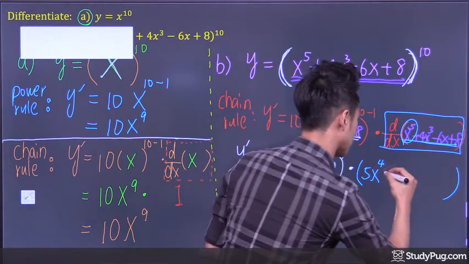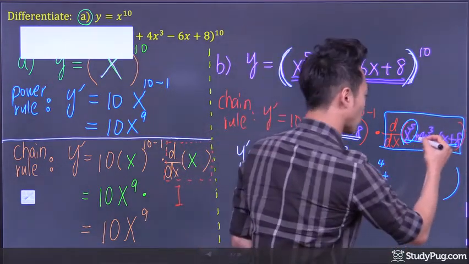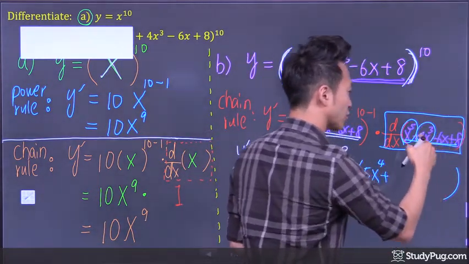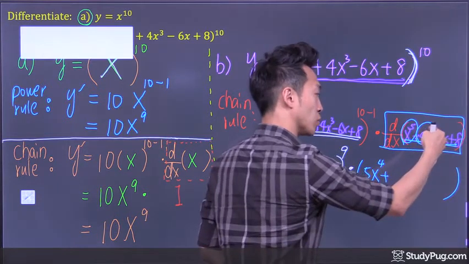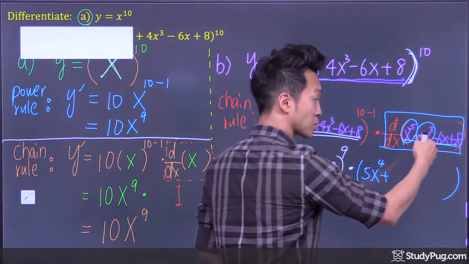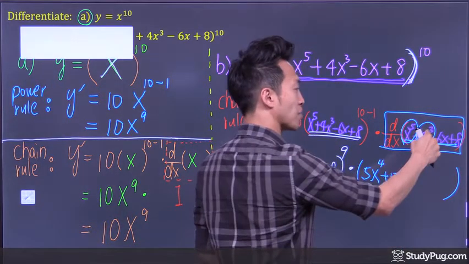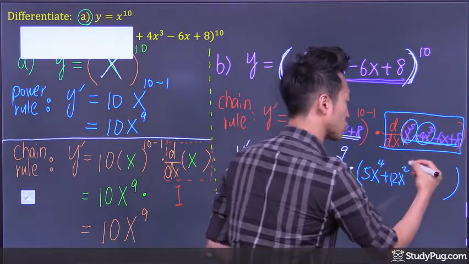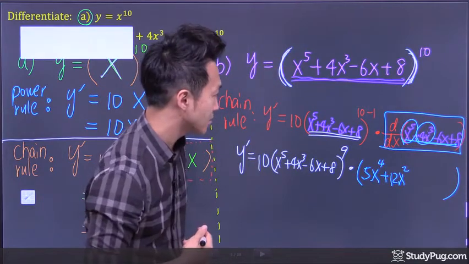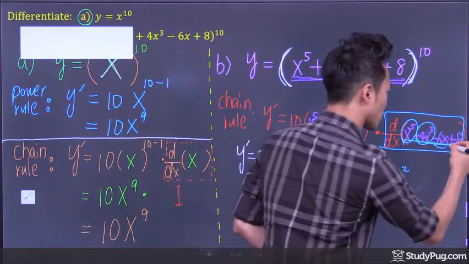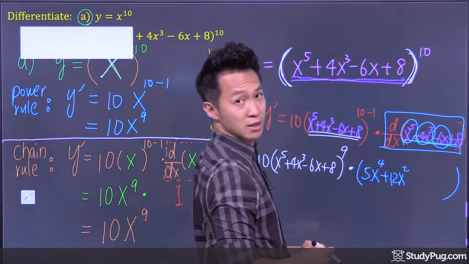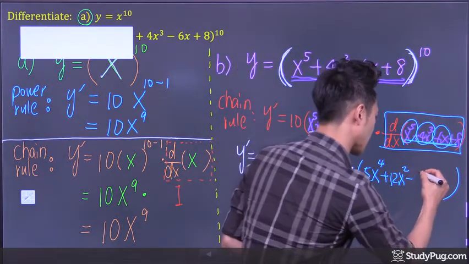Now, plus, what's the derivative of positive 4x cubed? Well, bring the 3 to the front and times by 4, we get what? 12, right? x, exponent minus 1, so 3 minus 1, we get 2. Okay? Now, what's the derivative of negative 6x? That's just what? That's just negative 6, right?